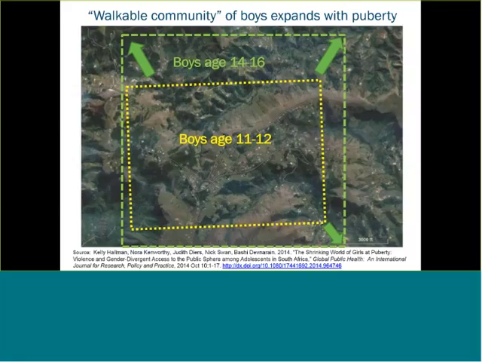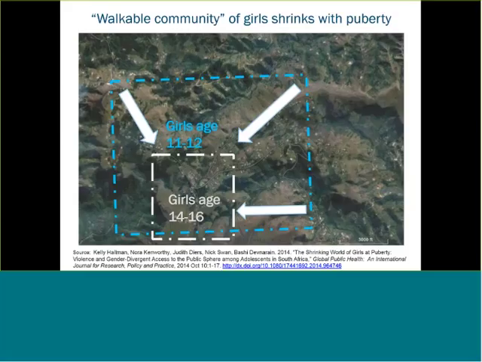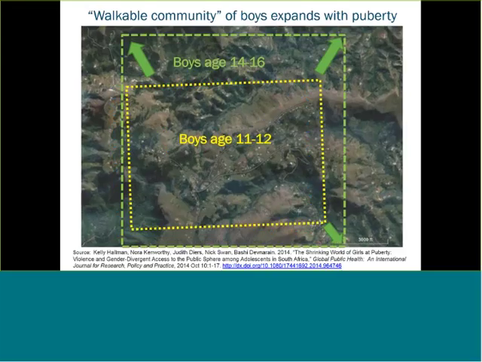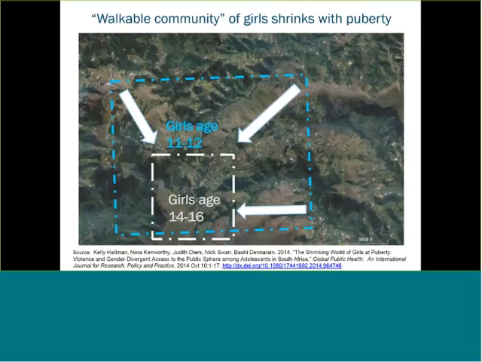This is a map from a study that I led in South Africa where we interviewed girls who were age 11 and 12, as well as boys the same age. And then we interviewed an older group of boys and girls separately. So we had 4 different groups, 2 genders, 2 age groups. And what we found is that for boys, as they get older, their walkable community actually expands. So opportunities get bigger for boys as they go into adulthood. Whereas for girls, at age 11 and 12, their area was similar to what the boys' area was at age 11 and 12. You can see the yellow versus the blue.